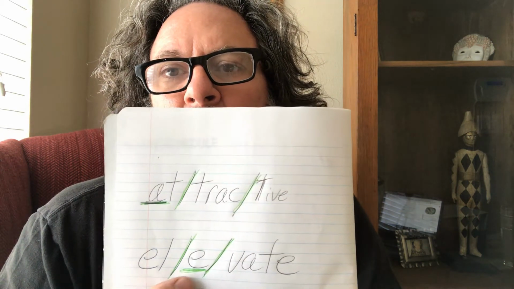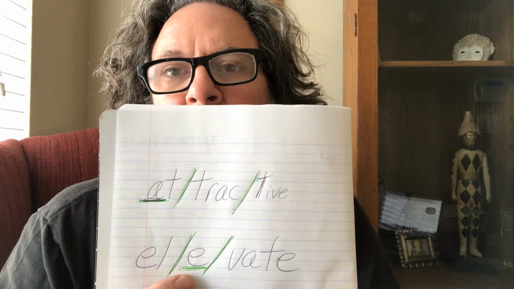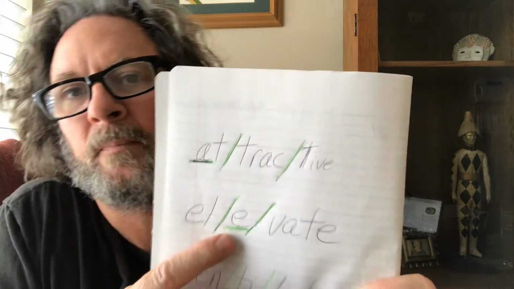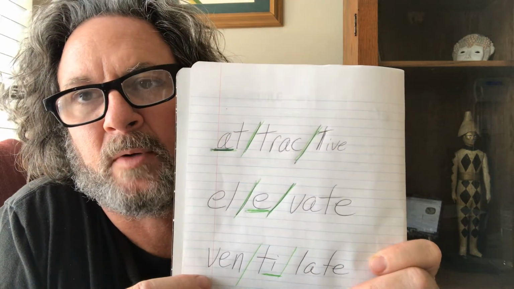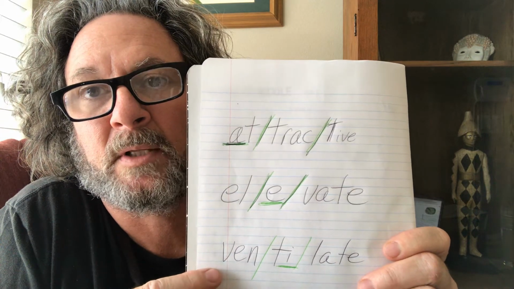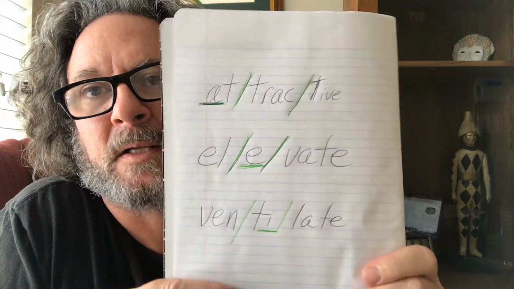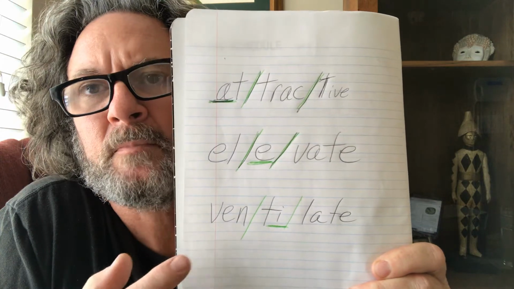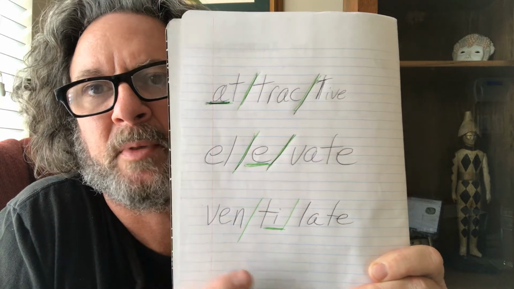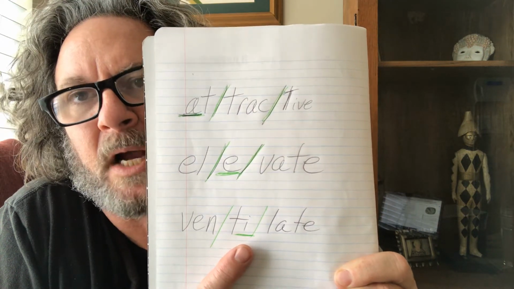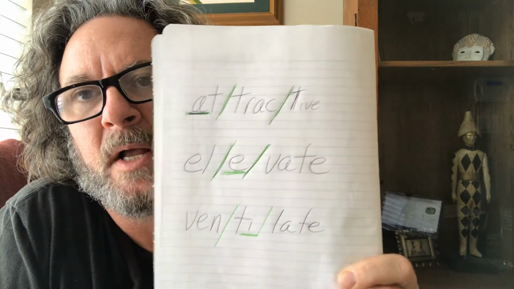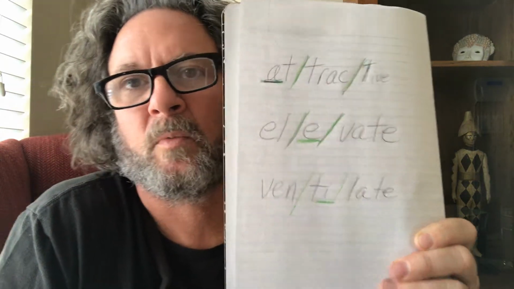And then in the second word, we have elevate. And notice how the schwa sound is made with an E in the second syllable in this word. And it also has the schwa sound, elevate, but we spell it with an E. And the final example is ventilate. Notice it's still making that sound, but in this case, we're popping it in with an I. Ventilate. So that schwa sound is what that sound is called.